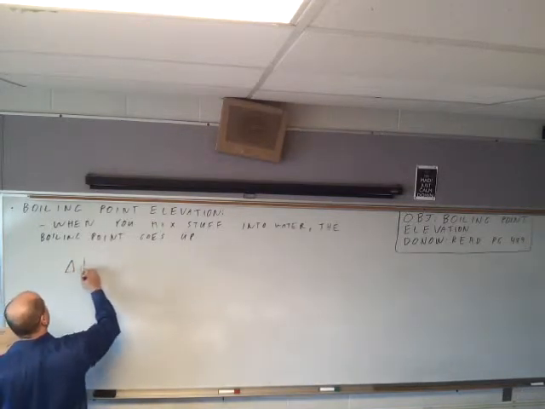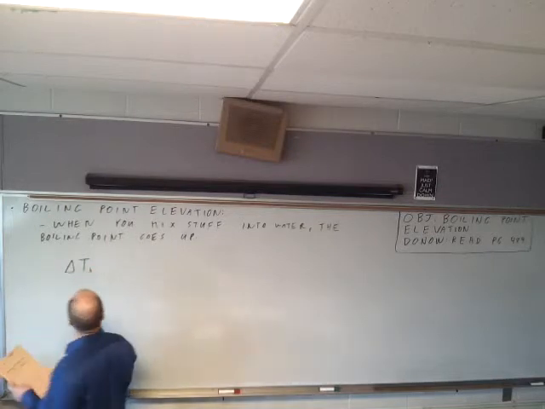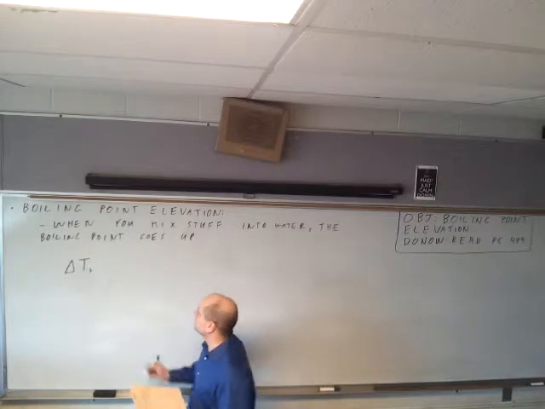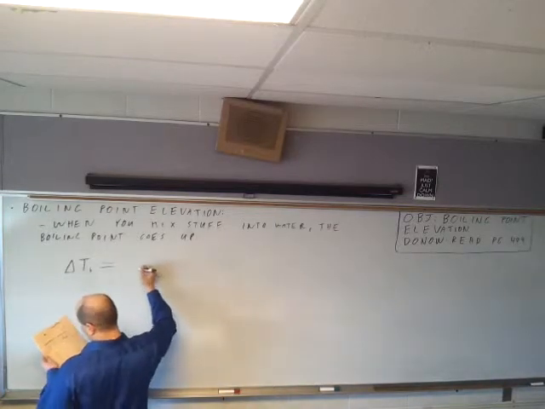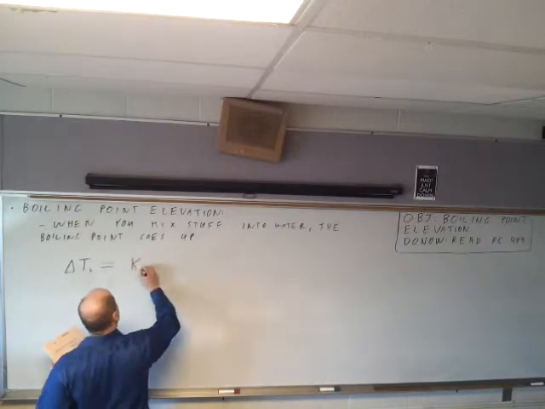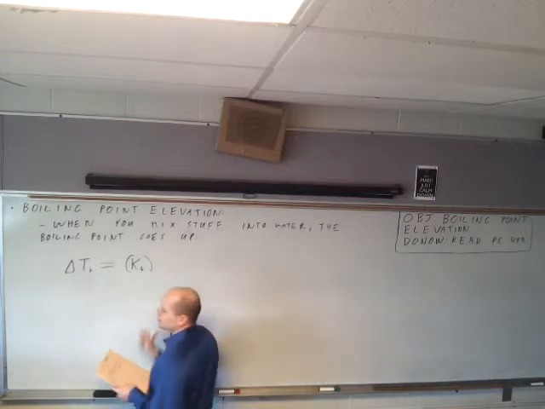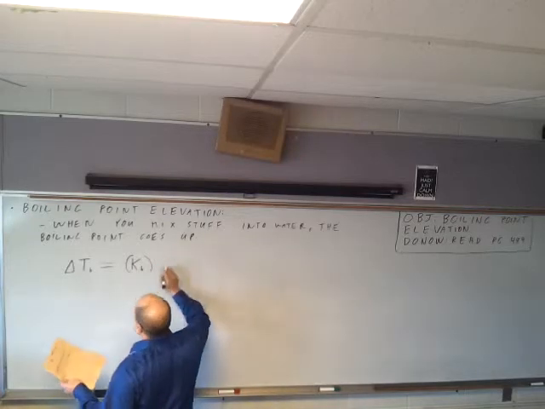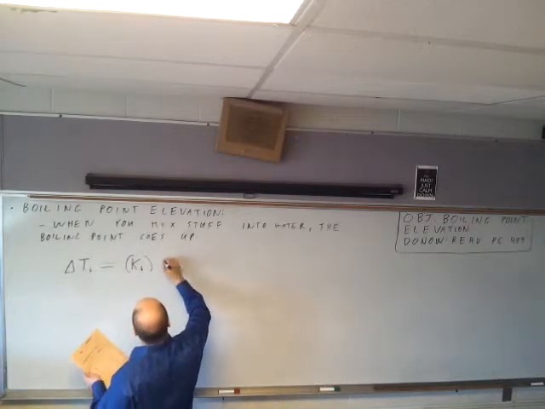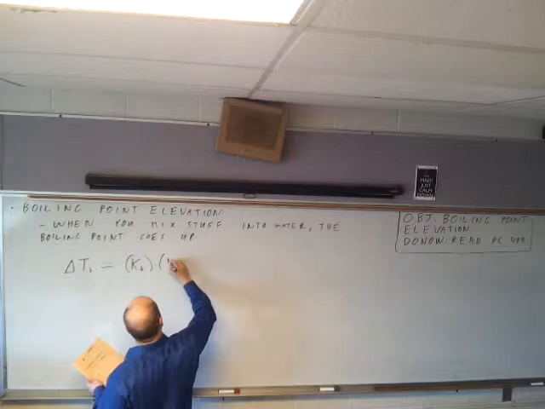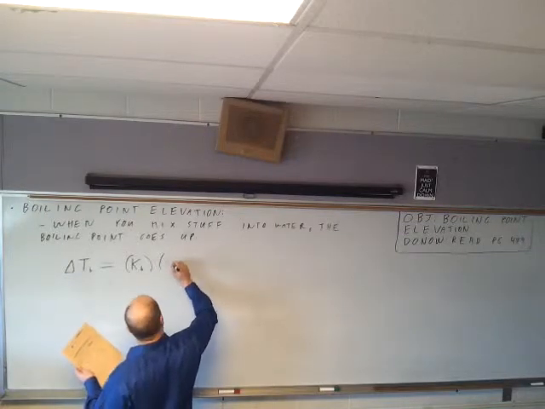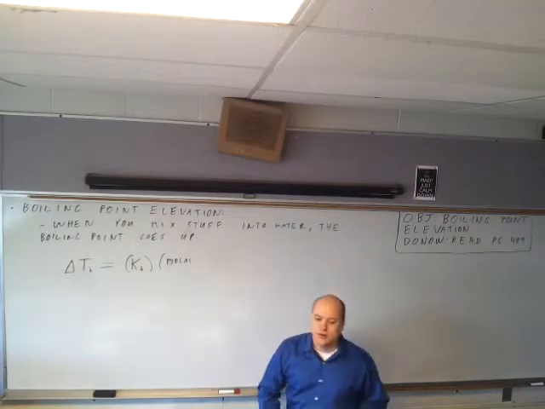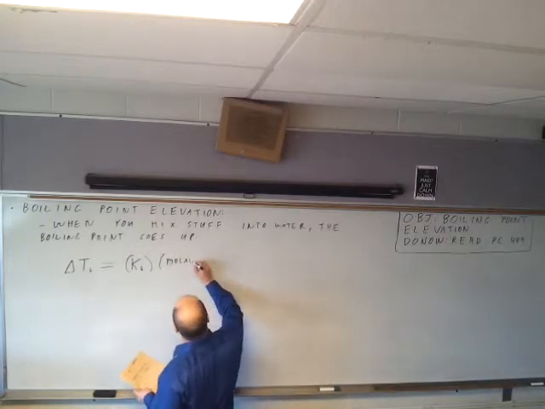The change in temperature of the boiling point. Delta T means change in temperature, the little b means boiling point, equals some constant, the little b again is for boiling. We'll have another constant tomorrow for freezing point, or melting point, times the molality. I'm going to abbreviate it m, and I'm going to put as a subscript particles.